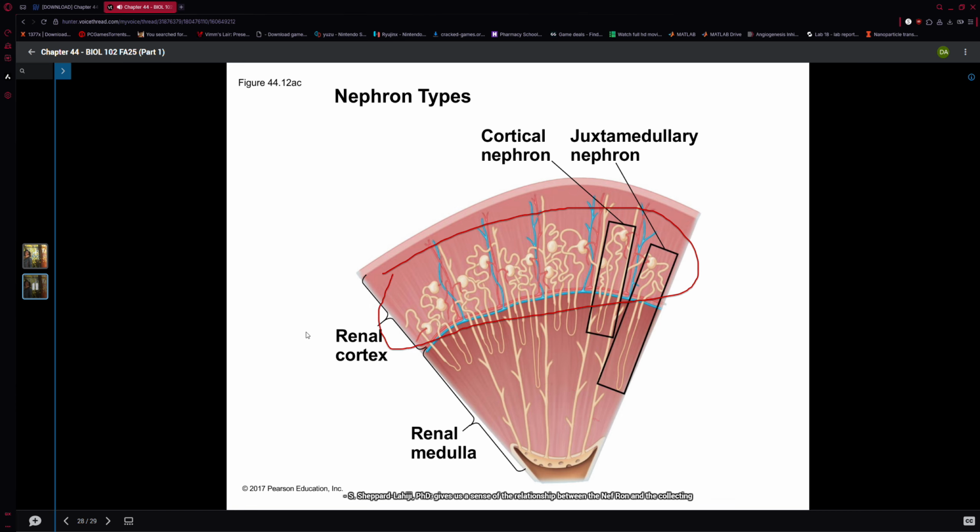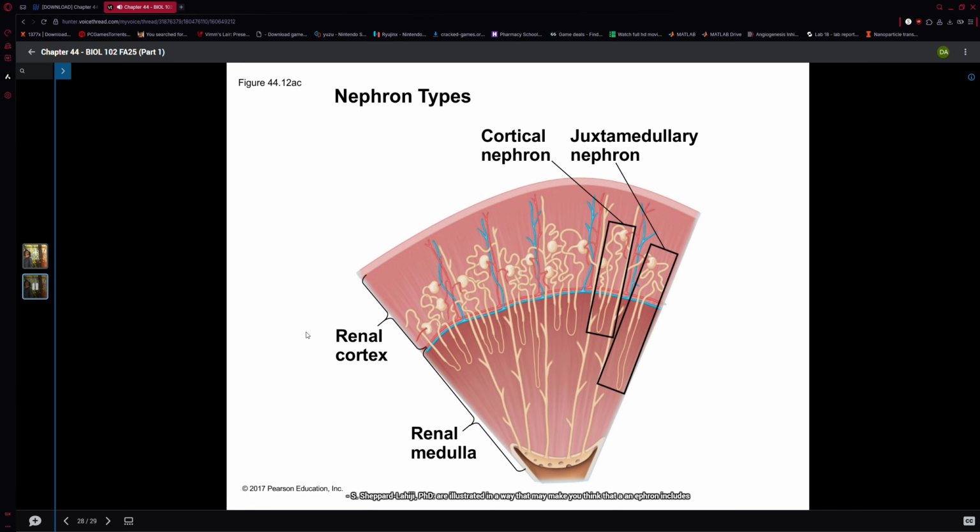And so this gives us a sense of the relationship between the nephron and the collecting duct. So there will be a multitude of nephrons which will generate, process, modify, filtrate, and they will collectively add that filtrate into a collecting duct. So a collecting duct can receive filtrate from multiple nephrons rather than a single nephron connecting to a single collecting duct.